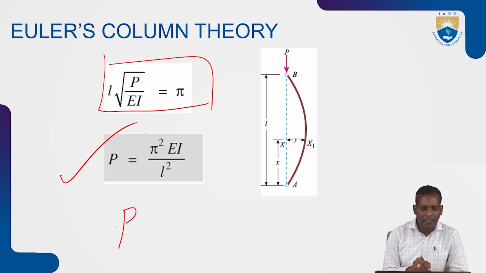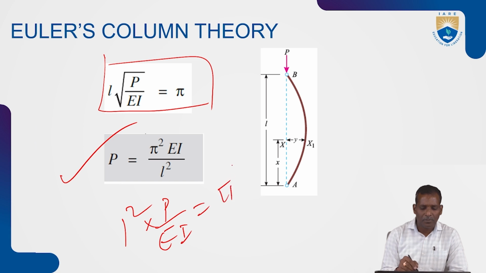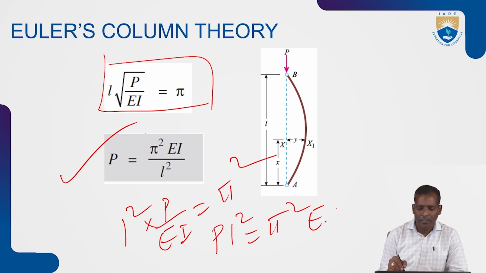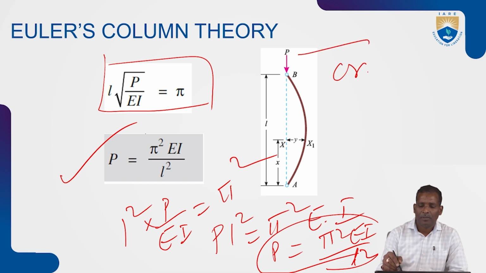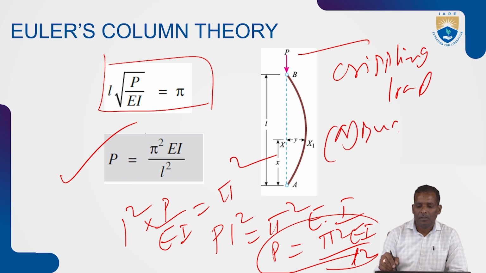Now you can write P. Squaring on both sides, L square into P by EI is equal to pi square. So P L square is equal to pi square into E into I. So P is equal to pi square EI by L square. This is the crippling load or buckling load.